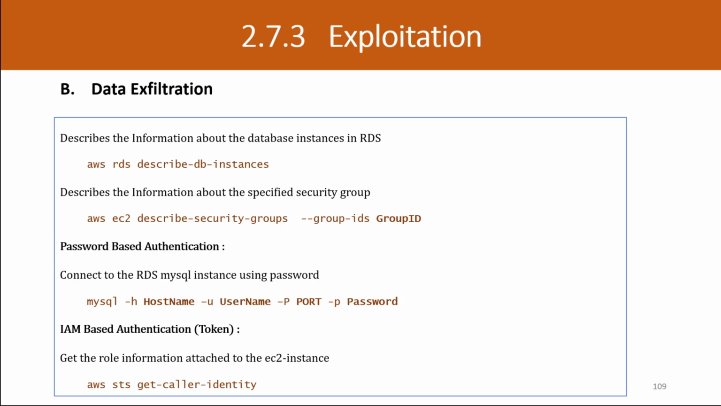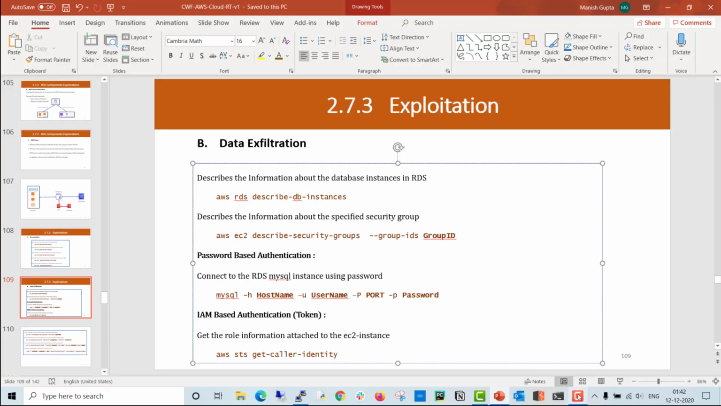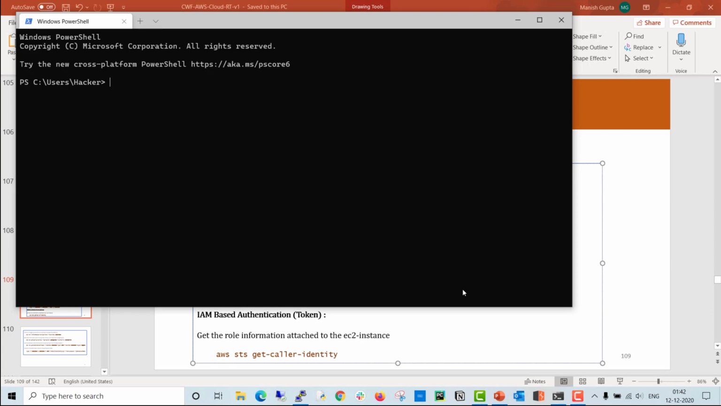In this module, we will discuss how we can exfiltrate information or data from an RDS instance or database. So let's get started. You can see here, I already configured my CLI with a user who has sufficient rights to enumerate the information in RDS. That means the user should have at least list as well as get permissions on RDS services.